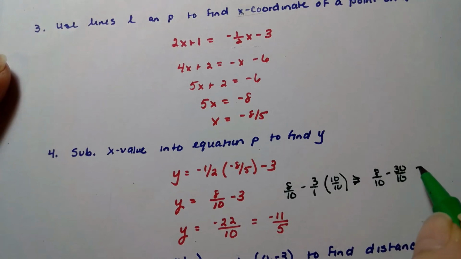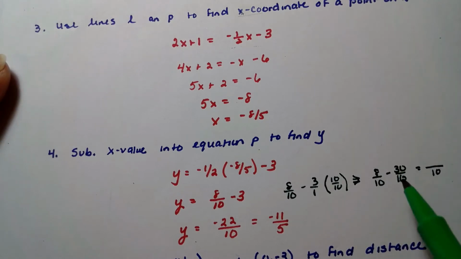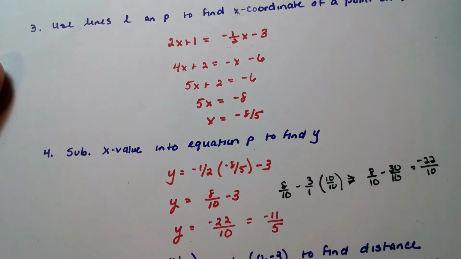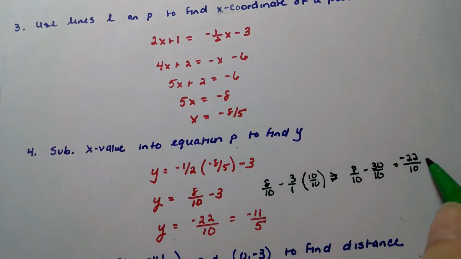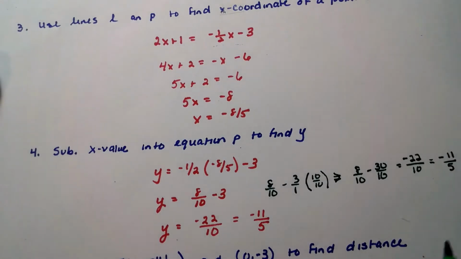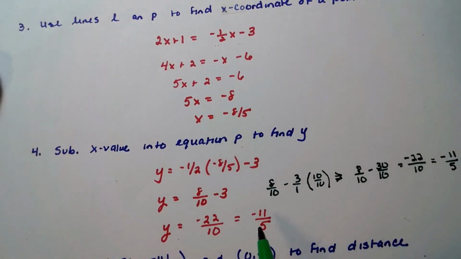Right? And now look, I'm going to have a common denominator of 10, and it's 8 minus 30. So that's 22. The bigger number is 30, and it's negative, so I have to assign the negative. And I can reduce that down. 2 goes into negative 22 negative 11 times, and 2 goes into 10 5. So the value for y is negative 11/5.